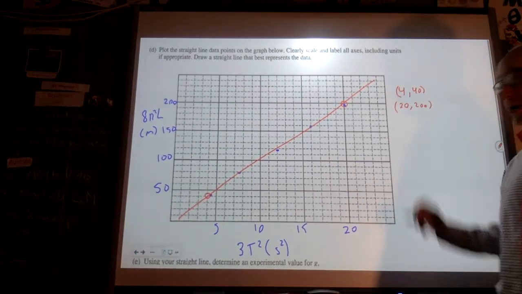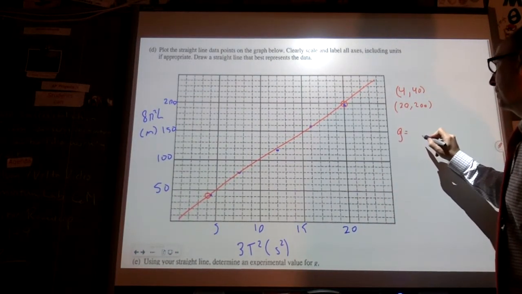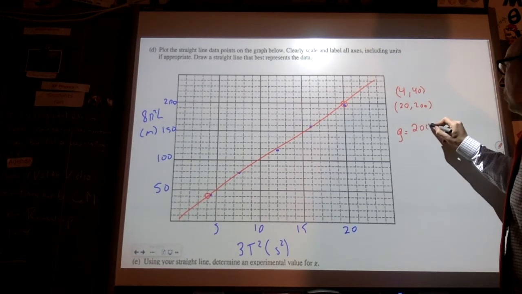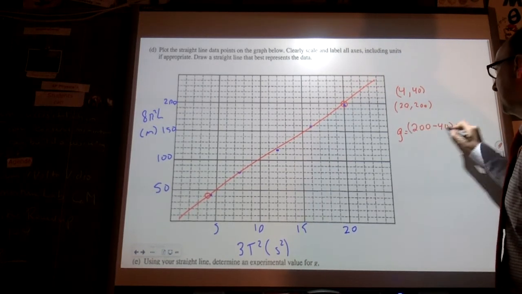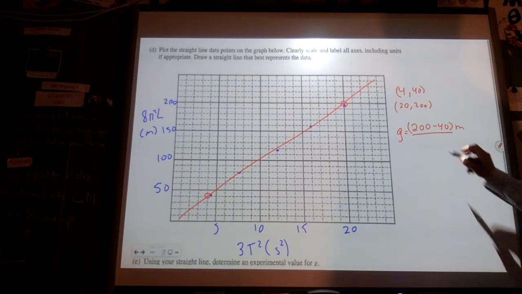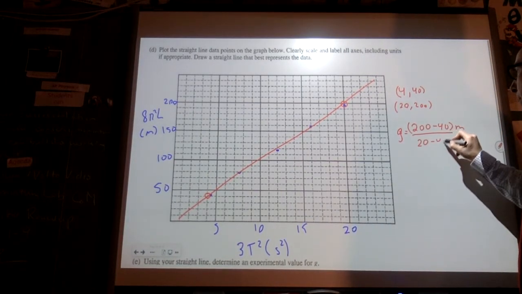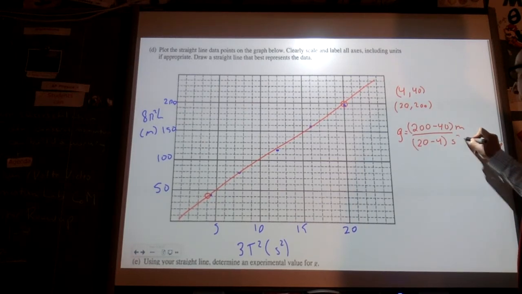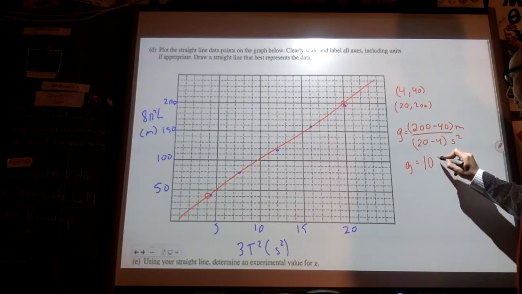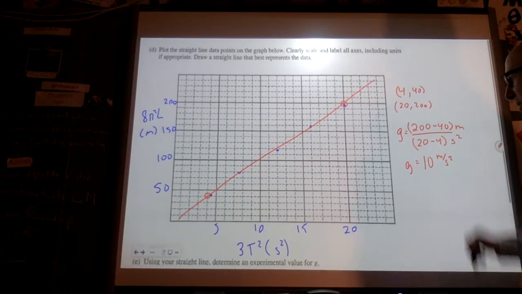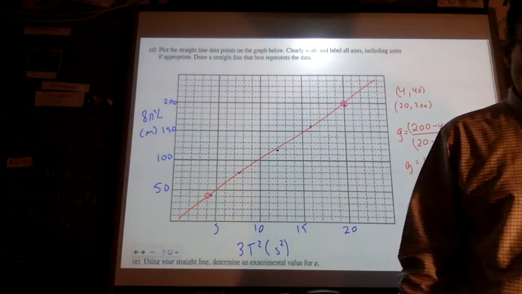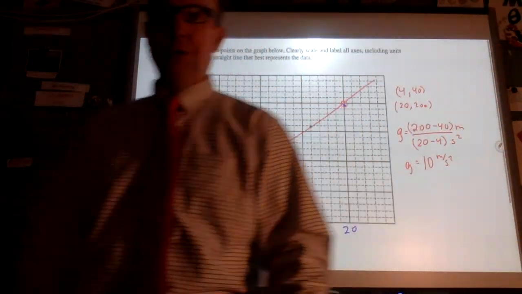And then G is going to be my slope. And so on the y-axis, I have 200 minus 40. This is in meters. I need to have the units there. And I'm going to have 20 minus 4. That's going to be second squared. So I have 160 over 16, which is going to give me 10. Which I looked up with those 2 points.